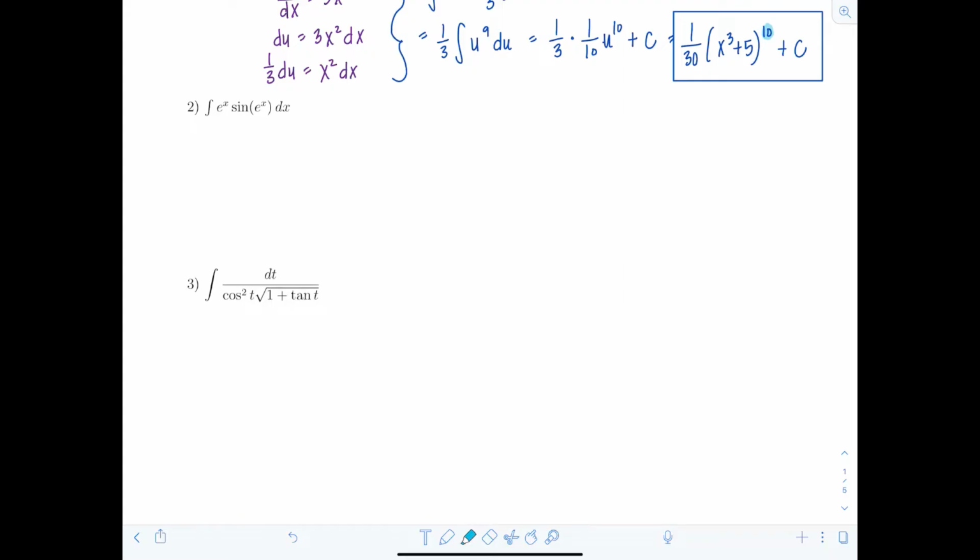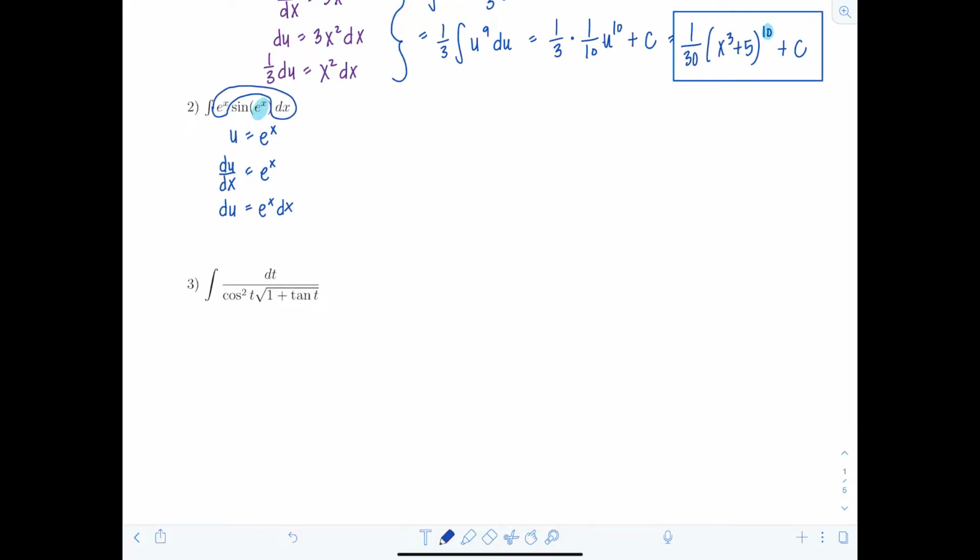Well, I see I have sine of e to the x, right? Instead of just sine of x. And then if I were to let u equal e to the x, is that a good choice? Well, do you see its derivative sitting somewhere in this integral? Well, yeah, du dx is e to the x, which means du is equal to e to the x dx. And I see that exactly right here.